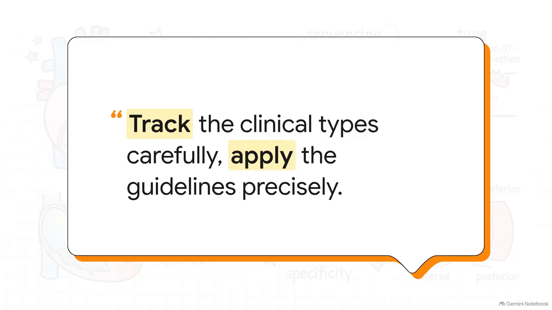Whether you're dealing with a classic type 1 plaque rupture, a demand-driven type 2, or you're trying to track a subsequent event right in the middle of that tricky 4-week window, the rule of thumb is this: track the clinical types carefully and apply the guidelines precisely. The physiological cause literally dictates your entire path through the ICD-10-CM manual.